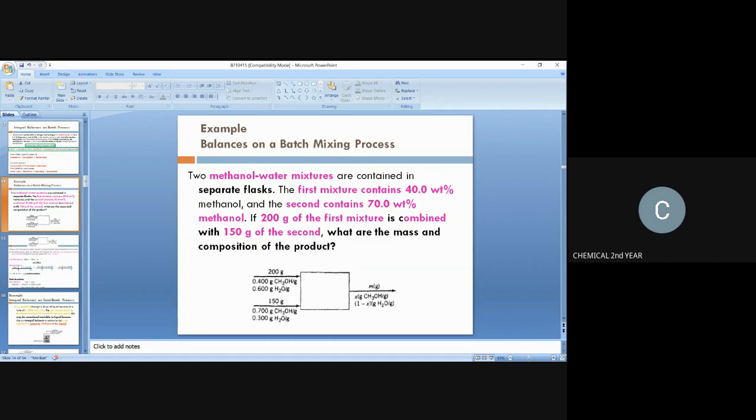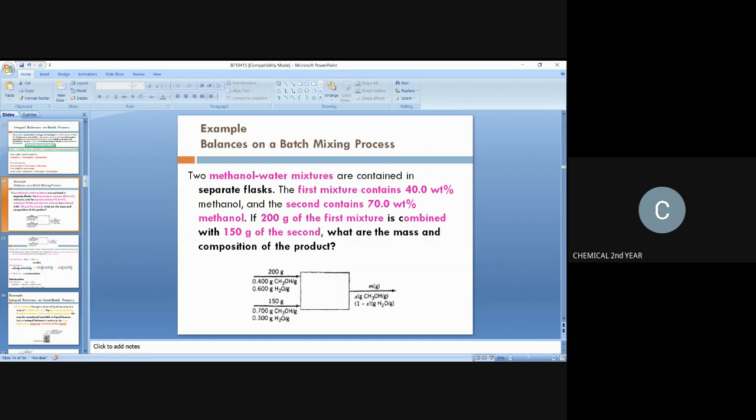This is an example of a batch mixing process. Two methanol water mixtures are contained in separate flasks. The first mixture contains about 40.08% methanol, and the second contains 70.02% methanol. If 200 grams of the first mixture is combined with 150 grams of the second, what are the mass composition of the product?